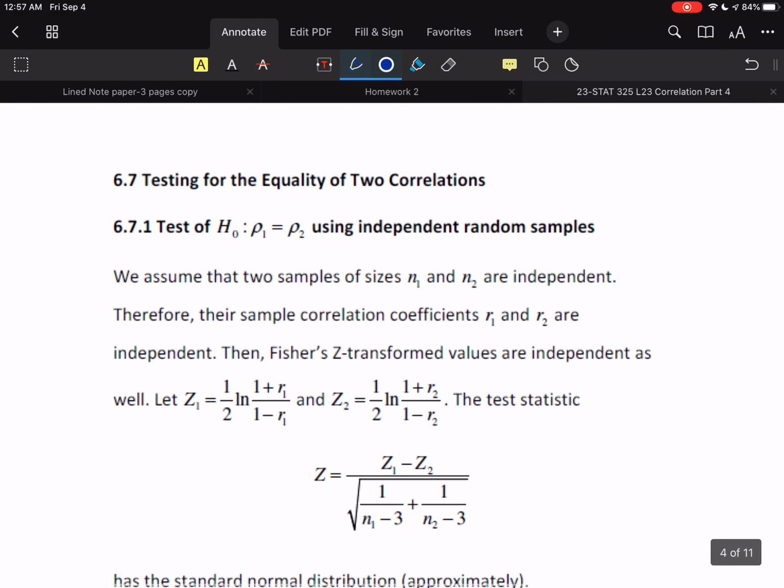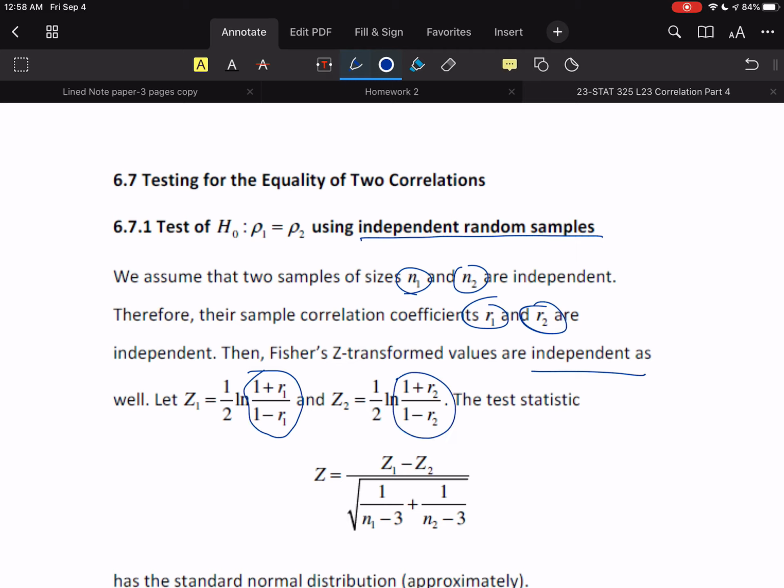All right. So when we're testing for rho 1 equal to rho 2 using two independent samples, that's the key here. We're going to assume that the two samples have sizes n1 and n2, that they're independent, and we have sample correlation coefficients R1 and R2. We're then going to use Fisher's z-transform values, and those are independent as well. If R1 and R2 come from two independent samples, then their transformations are independent as well. You'll notice that the only thing included in here is R1, and the only thing included in here is R2, so it's not like we've changed the relationship between R1 and R2.